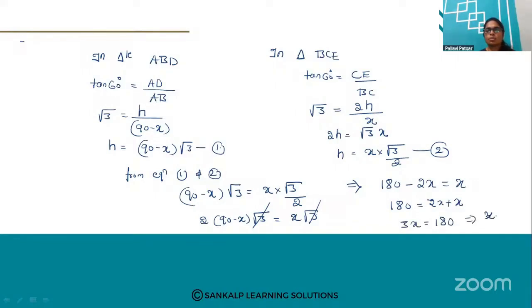So X is equal to 180 divided by 3. 3 ones are 3, 3 sixes are 18, so X is equal to 60. Now substitute X is equal to 60 in equation 1.